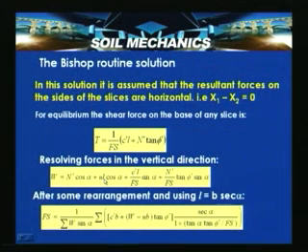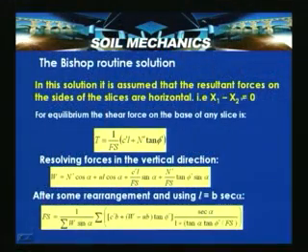Now, this was further extended by Bishop, and it is known as Bishop's method of slices. The previous method which we discussed is known as Fellenius method of slices, or Swedish slip circle method, or Swedish method of slices. In Bishop's method, it is primarily assumed that the resultant forces on the sides of the slices are horizontal, that is X1 minus X2 is equal to 0.